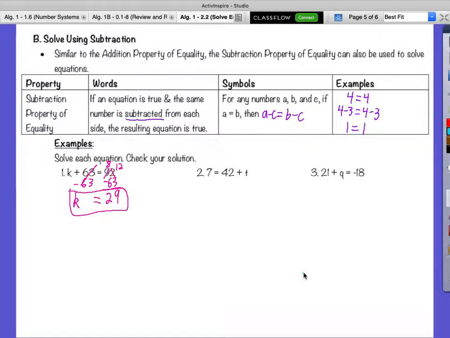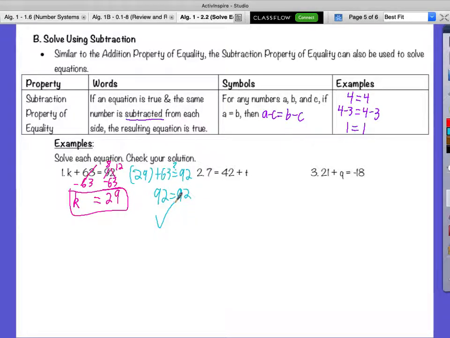We're moving on, okay? So plug it in. Why do you guys gotta plug it in? Let's try it out. 29 plus 63 equals 92, okay? 29 plus 63, hey, spoilers, that will be 92. 92 does equal itself. Check, it worked.